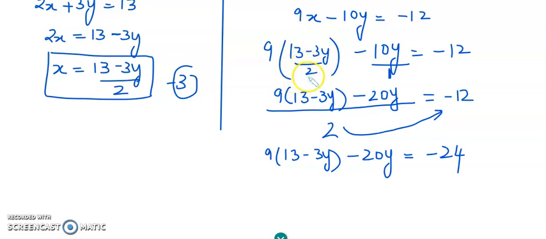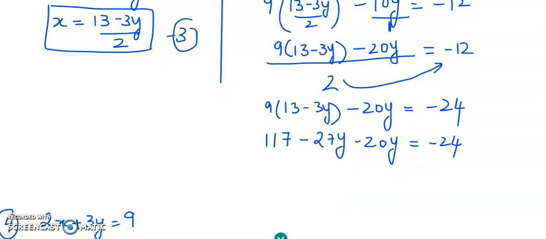Okay. Here my denominator was 2. So I made the denominator common as 2 because the LCM is 2. So I multiplied 2 up and down. So that's why it becomes 20. Okay. Now let's open this. So this will be 117 minus 27y minus 20y is equal to minus 24. Okay, let's shift the 117 to the other side. So that will become minus 47y is equal to minus 24 minus 117.